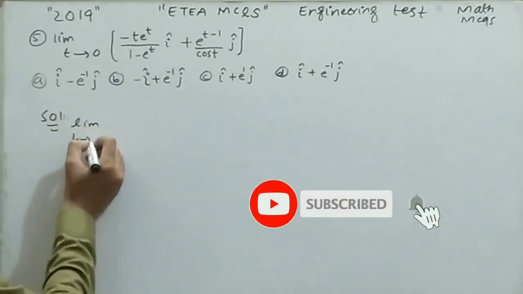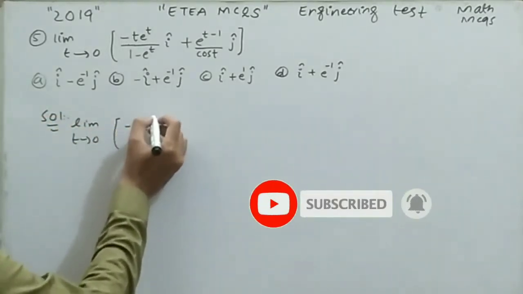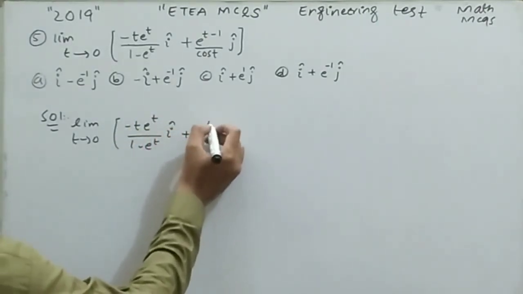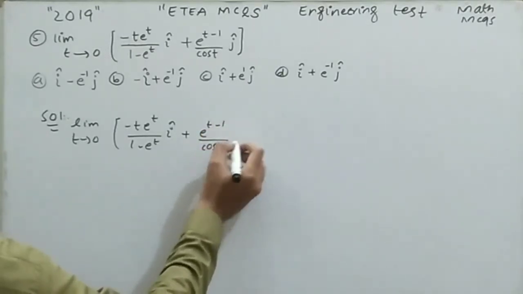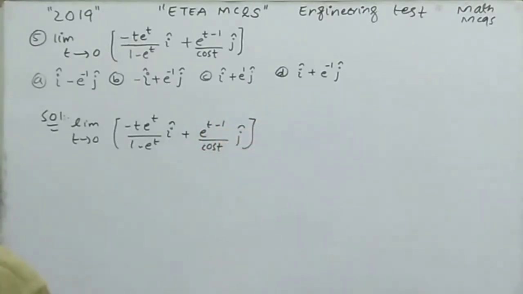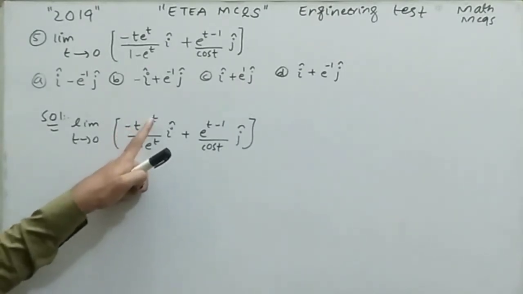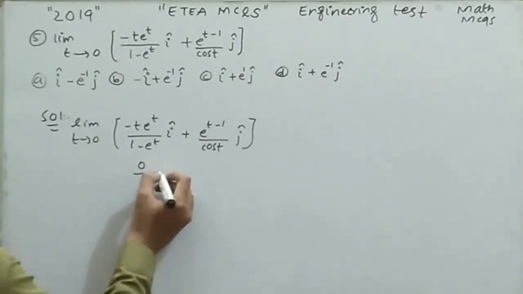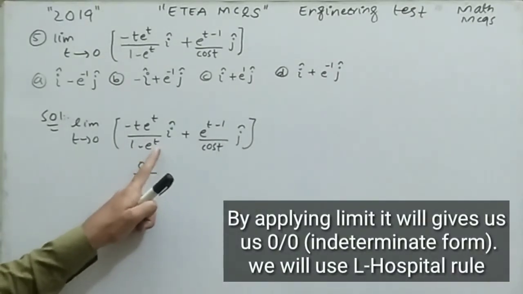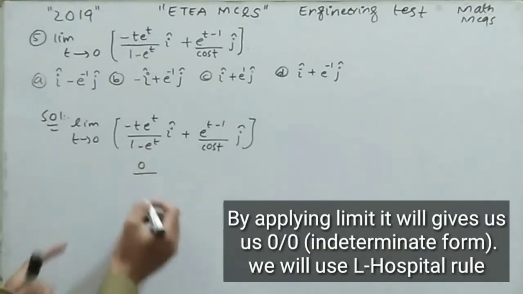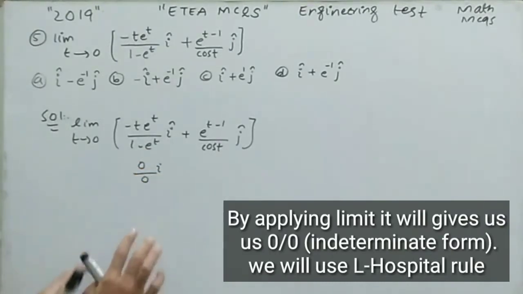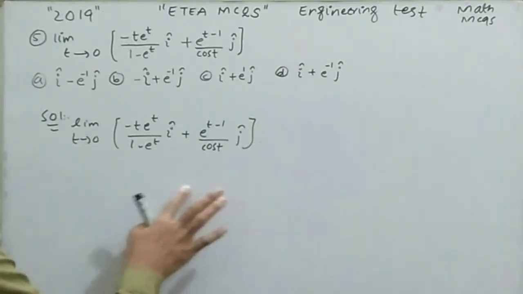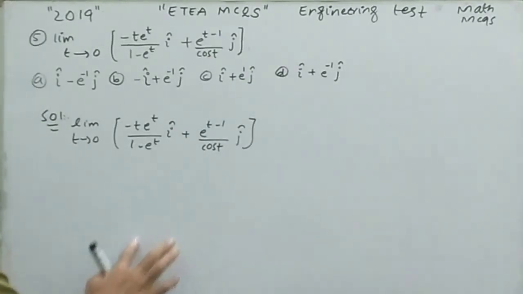Limit t approaches 0. We are given minus t e power t divided by 1 minus e power t into i, and also e power t minus 1 divided by cos of t into j. Now by putting t equal to 0 over here, it becomes e power 0. So e power 0 gives us 1, and 1 into t is 0, so it gives us 0. And divided by, if I put 0 over here, it becomes e power 0, which gives us 1, and 1 minus 1 gives us 0. So over here an indeterminate form is generated. So to remove the indeterminate form, we will use the short trick for this MCQ by directly applying the L'Hospital rule.